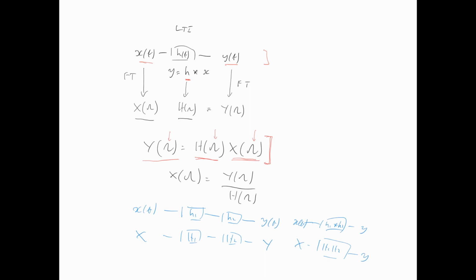A block diagram representation of our room equalization problem is therefore the following. The input from our microphone goes through our room H, and then our equalizer simply applies the reciprocal 1 on H to cancel out the effect of the room, and because H times 1 on H gives me 1, I get that the output is the same as the input.